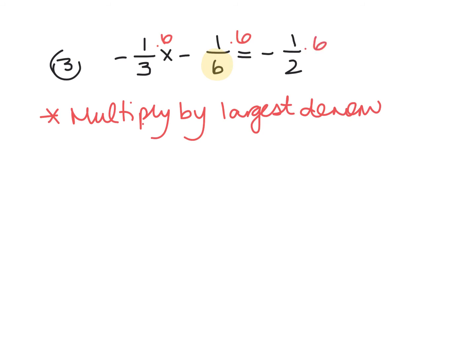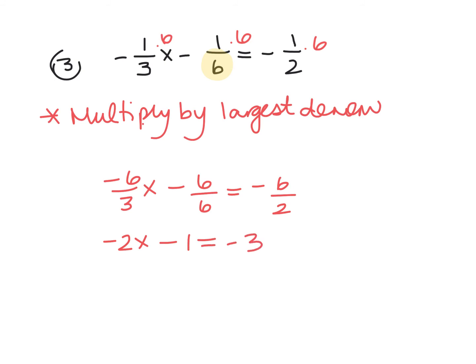Remember, it's the top that multiplies, so this is negative 6 over 3x minus 6 over 6 equals negative 6 over 2. And in this example, we got lucky. All of these actually divide, so this is really negative 2x minus 1 equals negative 3. And now we are back to normal.